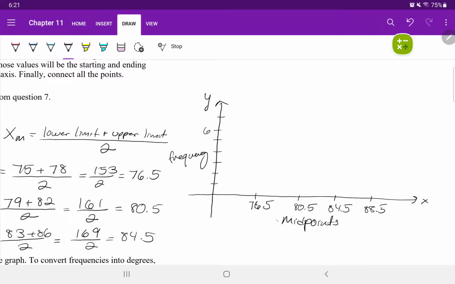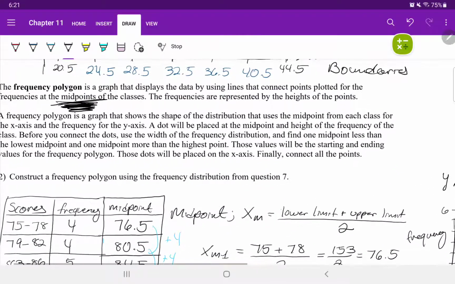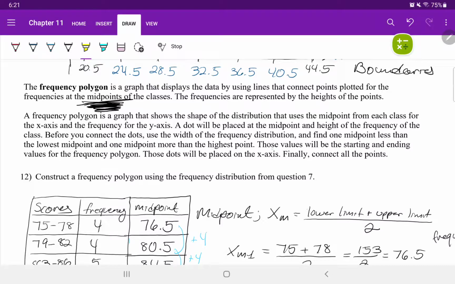Now, before I continue, I'm going to go back to the directions, and I'm going to highlight this piece right here. Before you connect the dots, use the width of the frequency distribution and find one midpoint less than the lowest midpoint and one midpoint more than the highest midpoint. Those values will be the starting and ending values for the frequency polygon. Those dots will be placed on the x-axis.